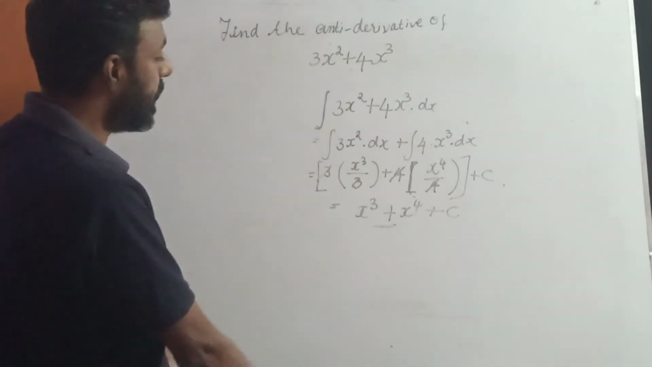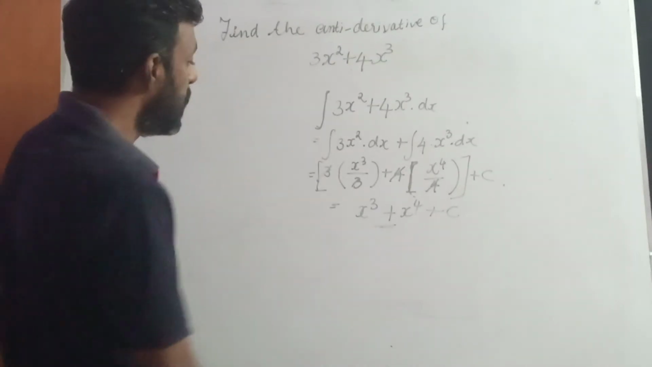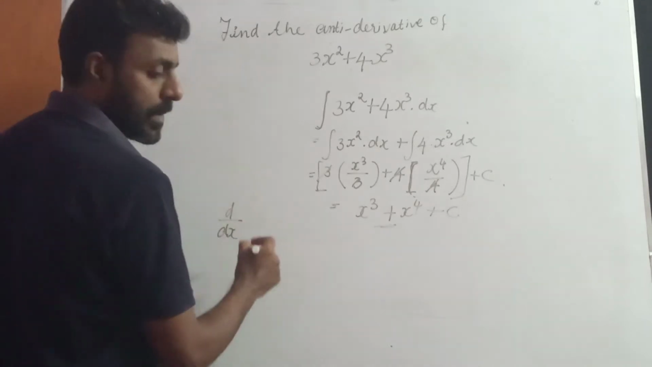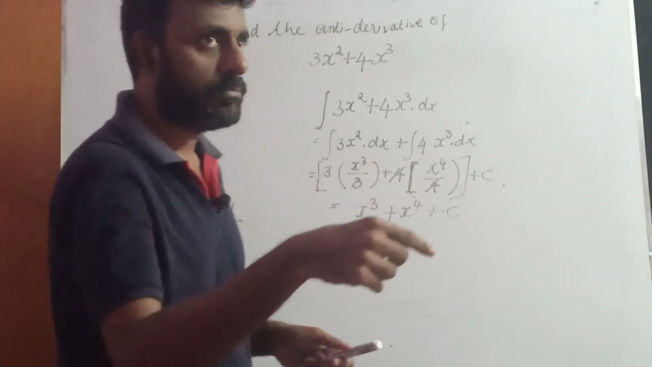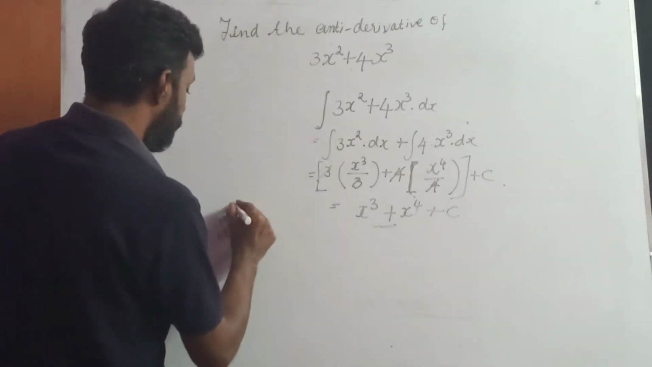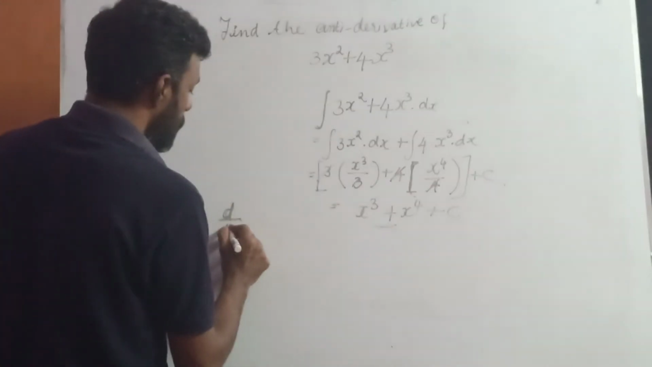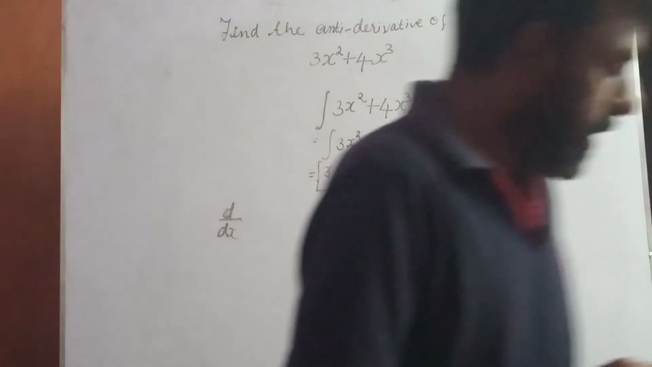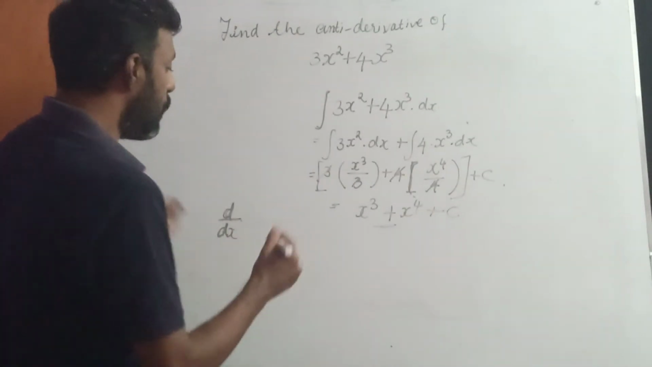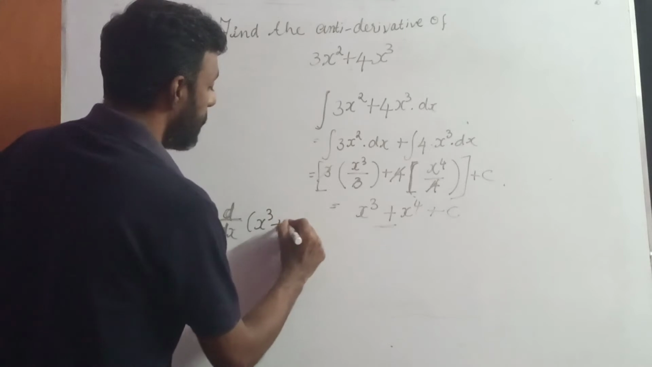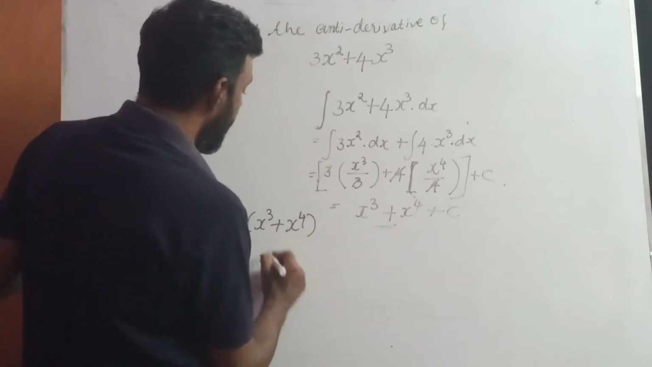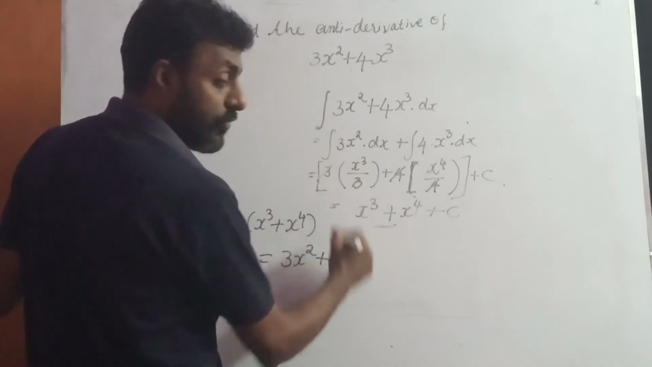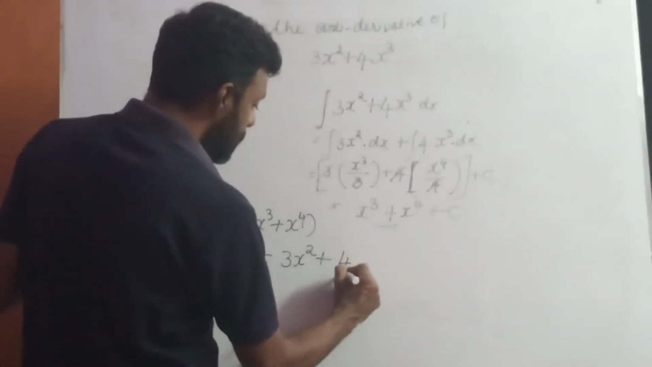So what are we supposed to do? We are getting x cube plus x power 4 plus c. So what I'm going to do is differentiate this, d by dx of x cube plus x to the power 4. If I differentiate x cube, it will be 3 into x squared, and x power 4 on differentiation will be 4 into x cube.